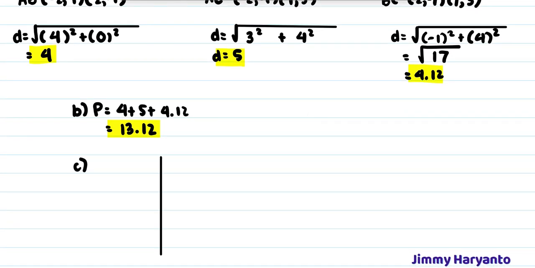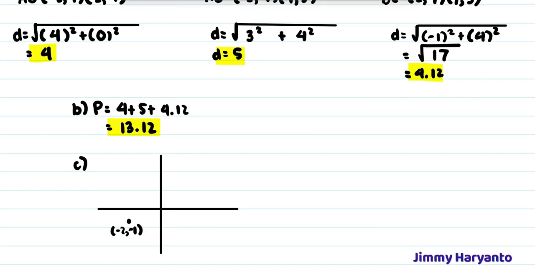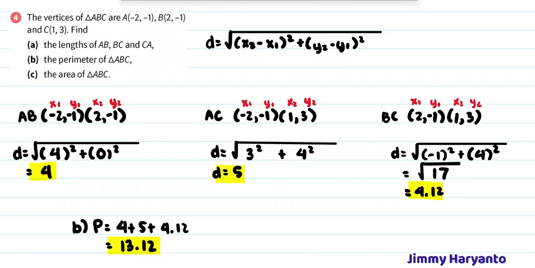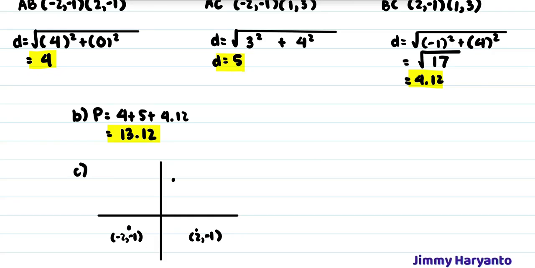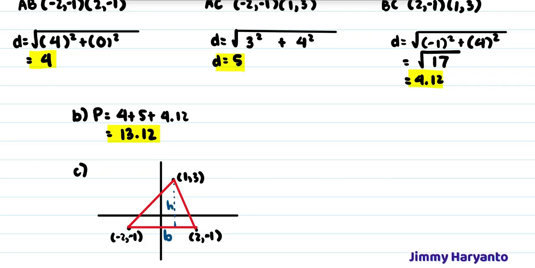First is negative 2, negative 1. We have negative 2, negative 1 right here. And then 2, negative 1. 2 comma negative 1 is right there, and then 1 comma 3 is right there. Okay, as you can see, the triangle is just like this. That means this one will be the base and this one will be the height.